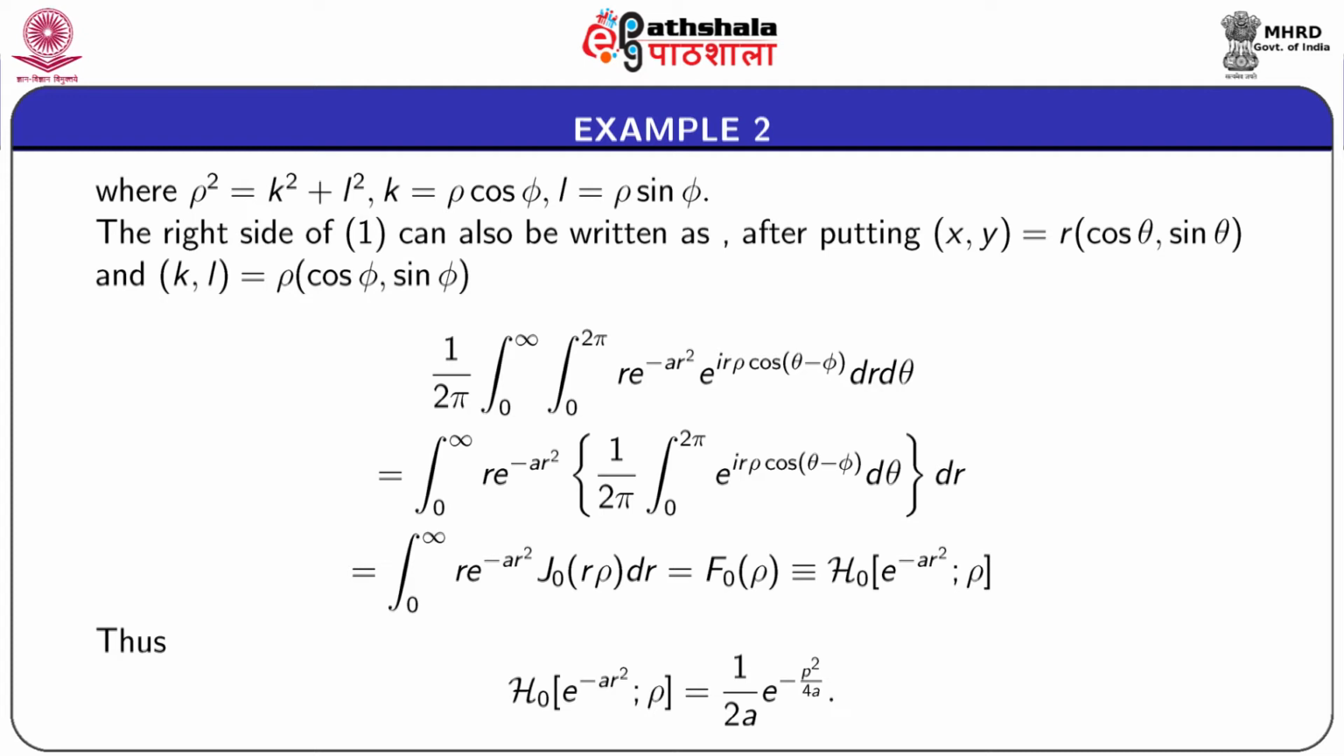The second method is that right hand side of 1 can be written after putting x, y as r cos theta and r sin theta and k, l as rho cos phi and rho sin phi. We get right hand side of 1 as 1 by twice pi integral from 0 to infinity integral from 0 to 2 pi r e to the power minus a r square e to the power i r rho cos(theta minus phi) dr d theta.